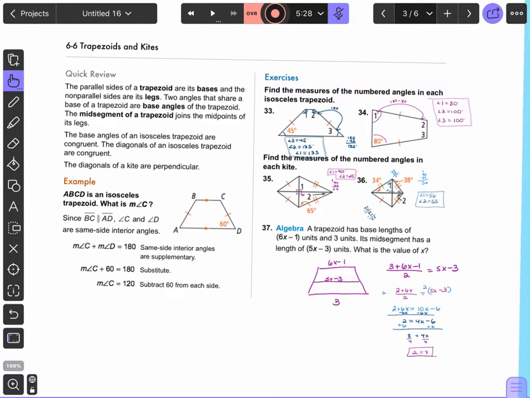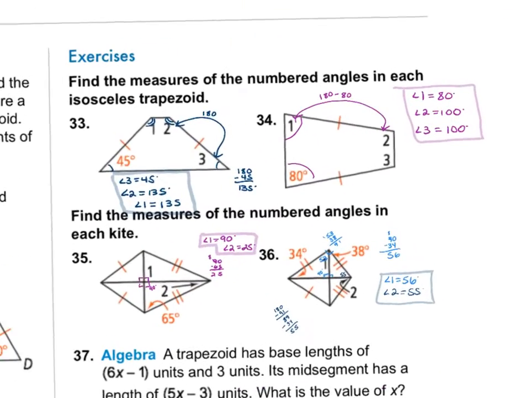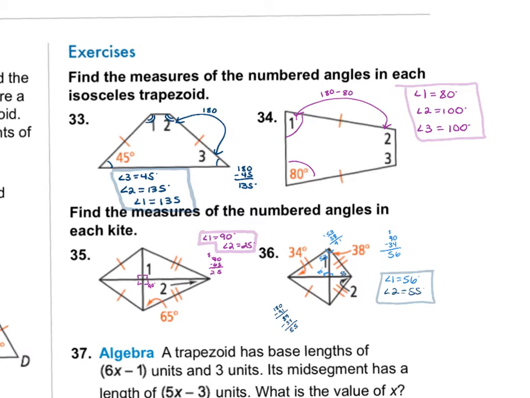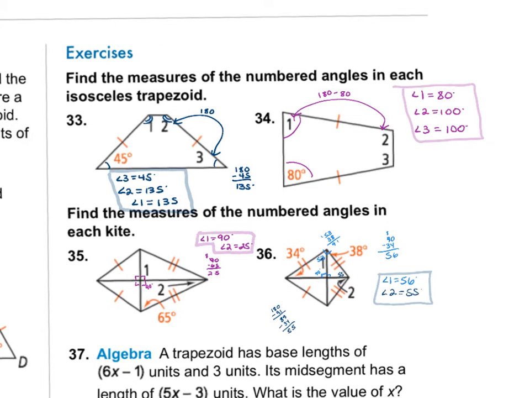Then we went to trapezoids and kites. So in a trapezoid, with those first 2, if it's an isosceles trapezoid, we know that the angles that are next to each other, the base angles, the 2 where the legs meet the base, these would be congruent. So 45 and 3 are equal. 3 would equal 45. And then these angles are supplementary because those are parallel lines.